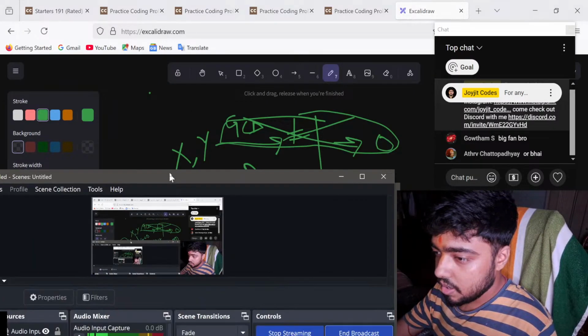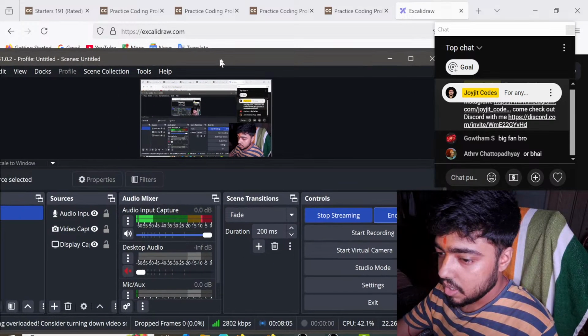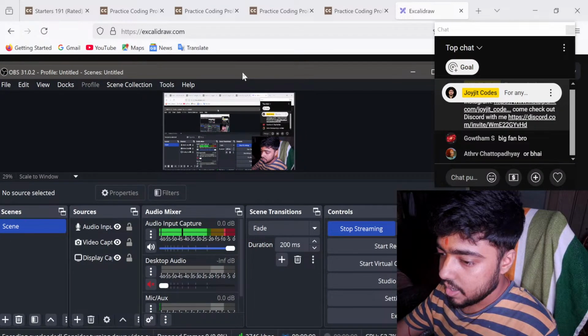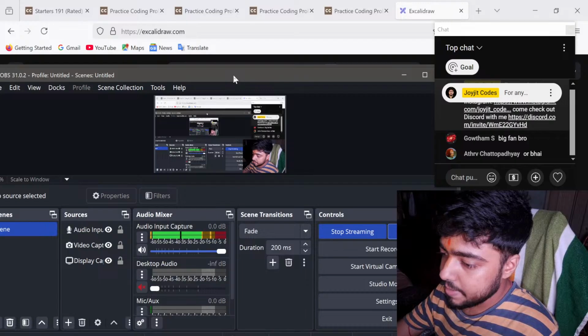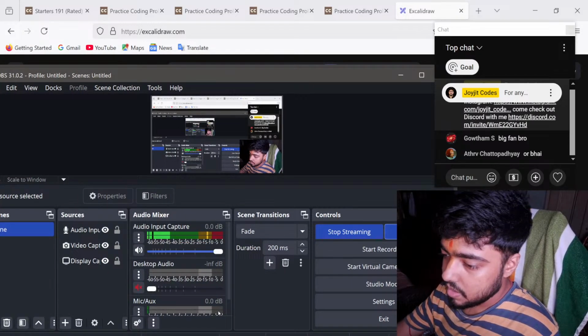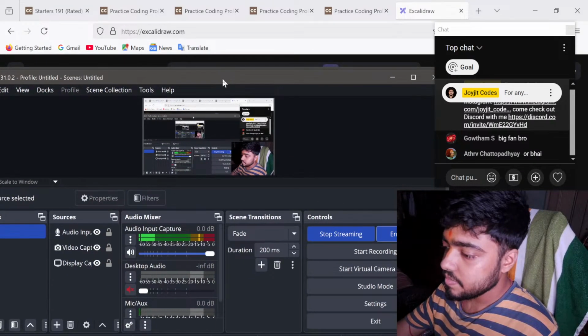Were you guys able to see the screen, or did you also see "encoding overloaded"? Okay, there's an encoding overload. So I think my FPS will go down a little bit, but the internet is quite good.